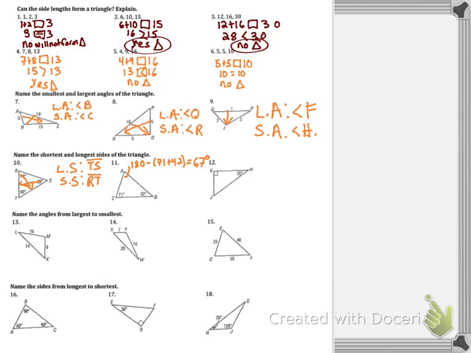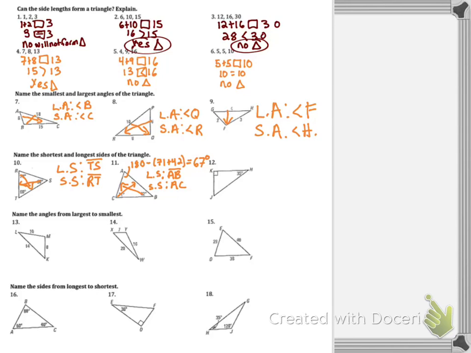So we see that really doesn't make any difference, because the largest angle, so the longest side, is going to be opposite of that largest angle, which is AB. And then the shortest side is going to be across from that smallest angle, which will be AC.